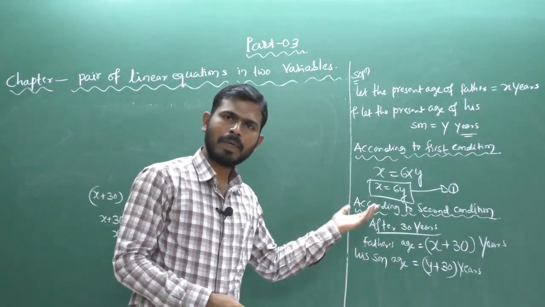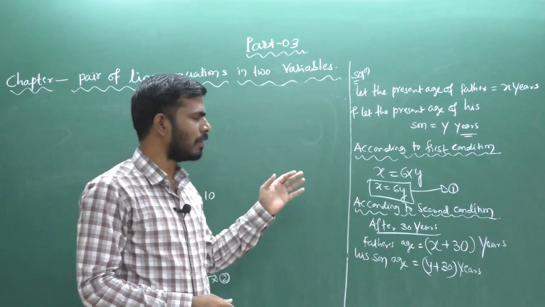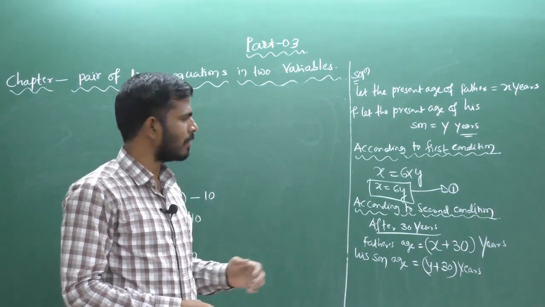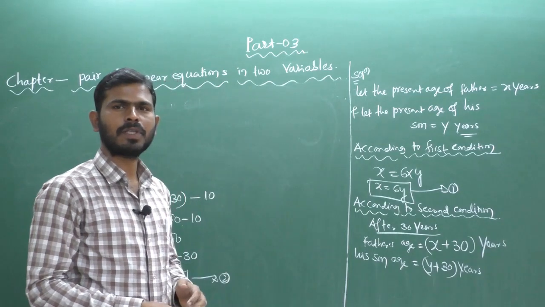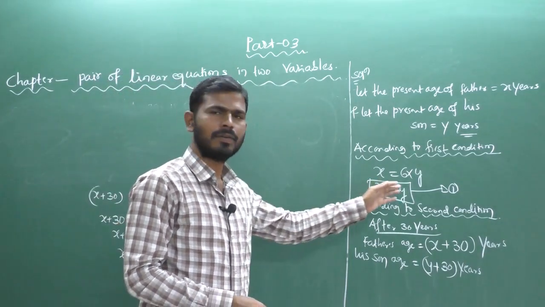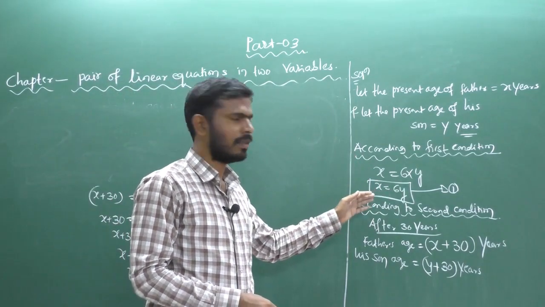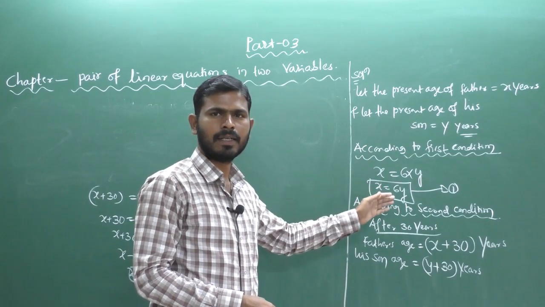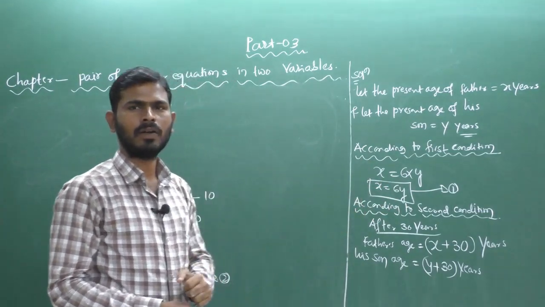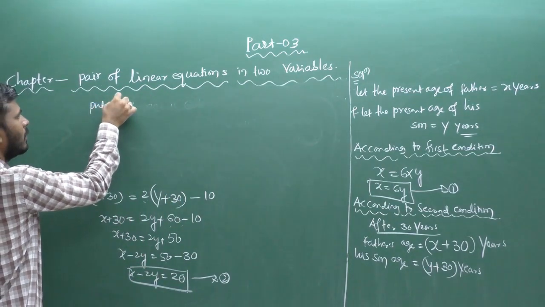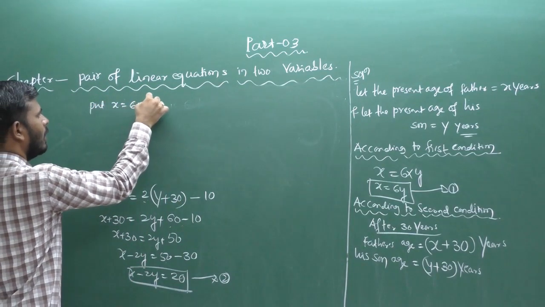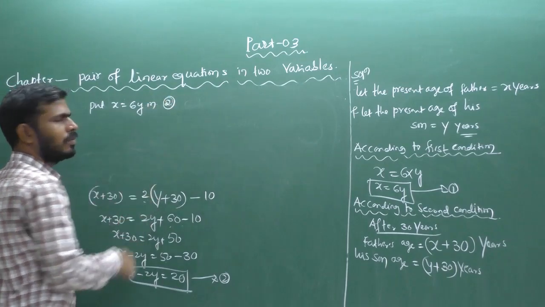You can find out by the elimination method, or by cross multiplication, or by the substitution method. Here I am using the substitution method because x equal to 6y is already given. The x value is given, that is 6y. Just substitute, and we will get the y value. So now I am writing here: put x equal to 6y in equation number 2.